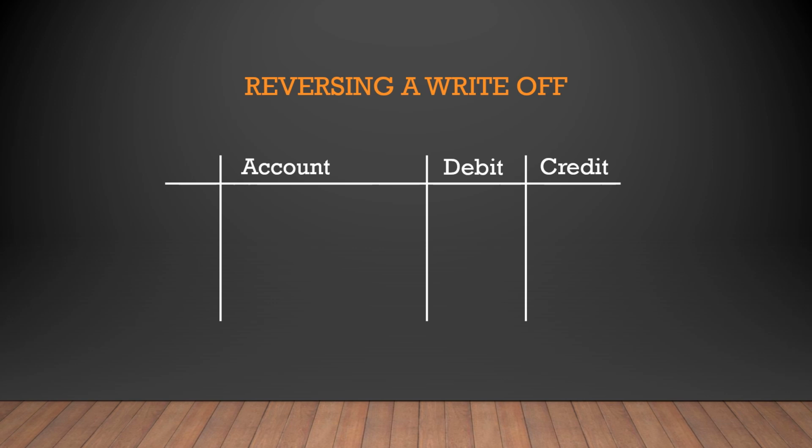How we reverse a write-off under the allowance method is not principally different from how we did so under the direct method. First, reinstate the AR balance by reversing the write-off. Debit AR and credit AFDA back onto the books. Next, collect the cash as you normally would.